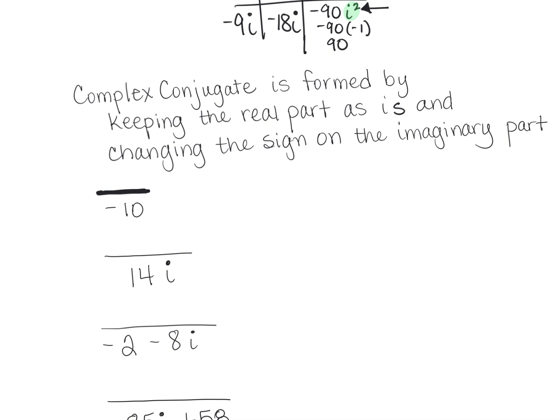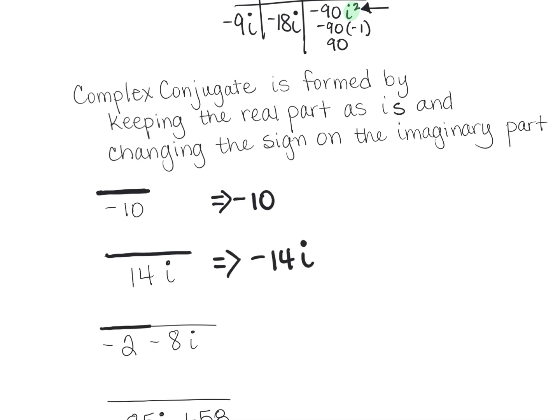So the conjugate of negative 10 is still negative 10 because that's the real part and you keep it just like it is. So for this next one, we have again this bolded line above it. So 14i is the imaginary part. So to come up with the conjugate for that, the conjugate will give me negative 14i.